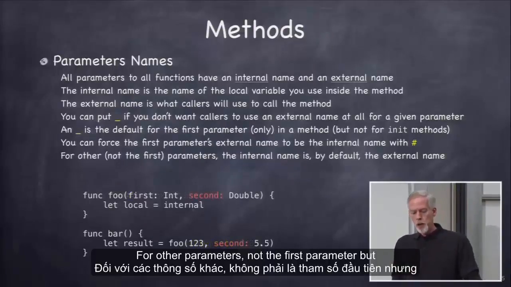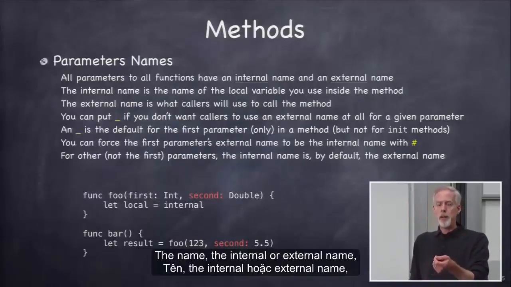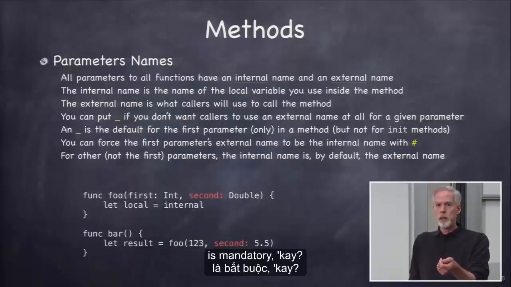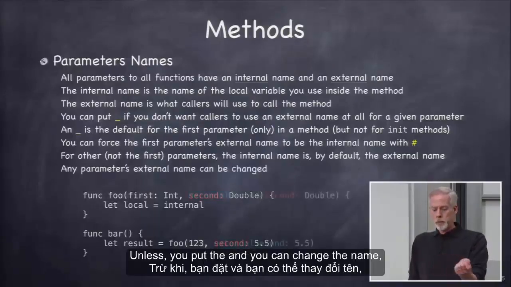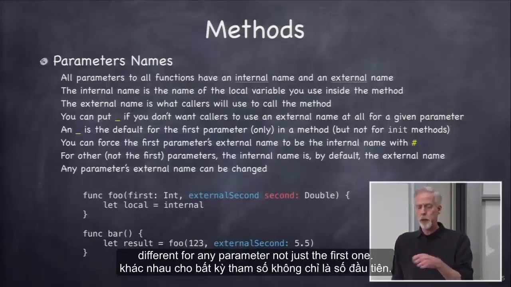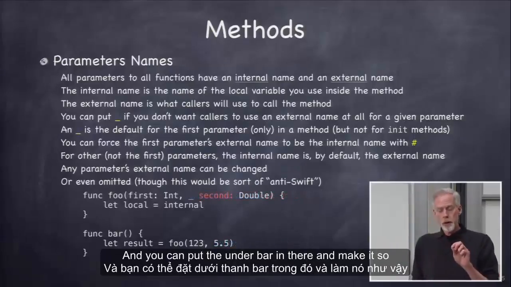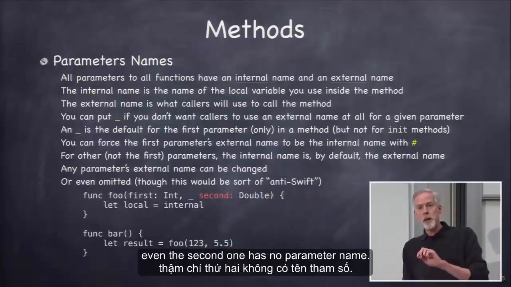For other parameters, not the first parameter, the name, the internal or an external name, is mandatory. Unless you put the underbar, and you can change the name. You can have the external name be different for any parameter, not just the first one. And you can put the underbar in there and make it so even the second one has no parameter name.